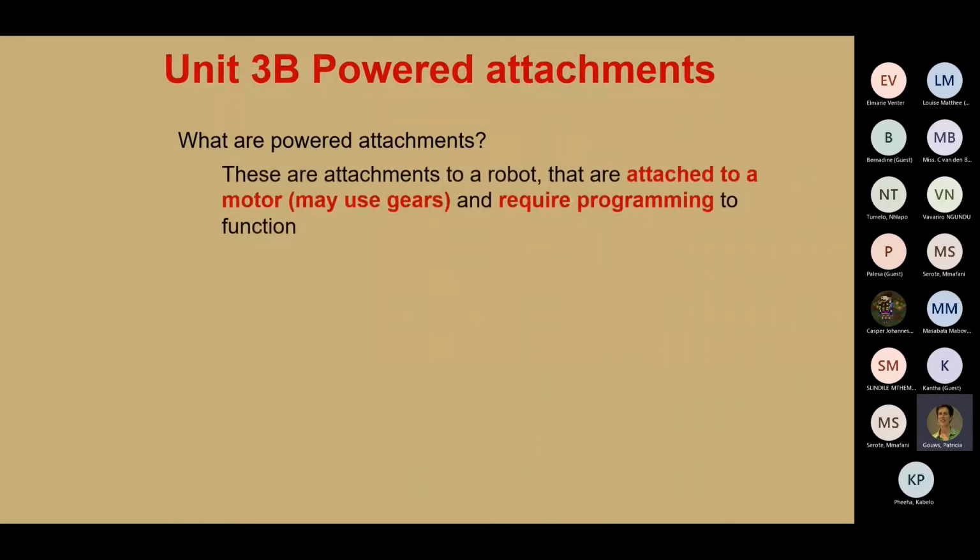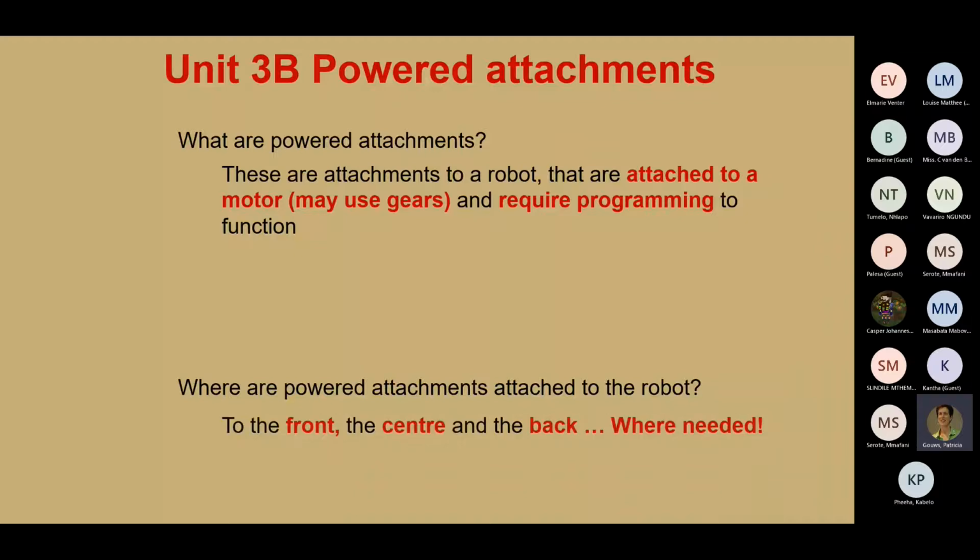All right, so we've got all these gearing options, and the question is, how do we use this in the powered attachments? First and foremost, the most important thing of a powered attachment is that it has a motor attached to it. If it has a motor attached to it with a wire, then you are able to program it. The powered attachments are always attachments on a robot, and they're usually attached to a motor, and you can use gears, which I would suggest, and then it might require some programming. But the question is, where do you put a powered attachment?